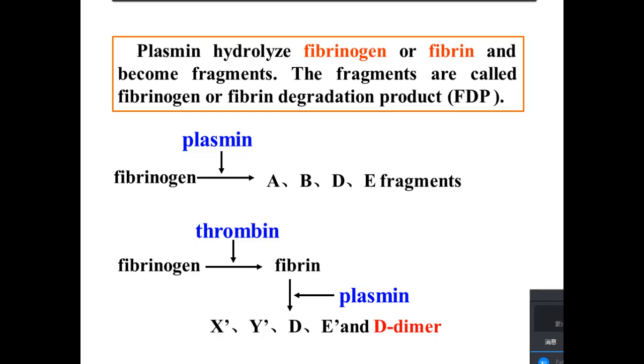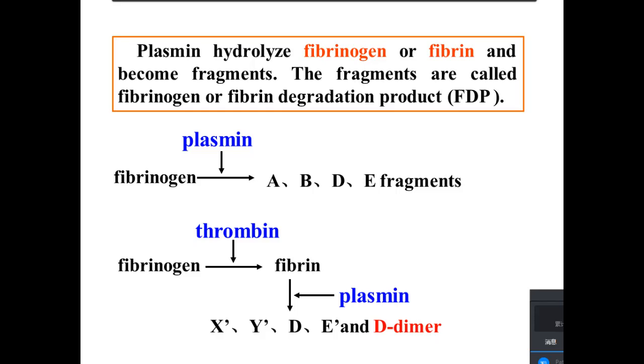So the second pathway, fibrinolytic system activation, belongs to secondary fibrinolytic system activation. So the first pathway produces FDP with no D-dimer. Now the second pathway produces FDP, and the FDP has D-dimer. Now, if the patient's blood has D-dimer, we know the FDP was produced from the second pathway. Understand? If no D-dimer, the FDP was produced from the first pathway.